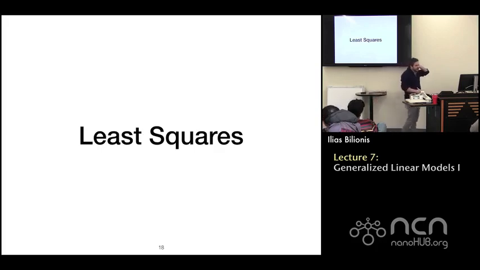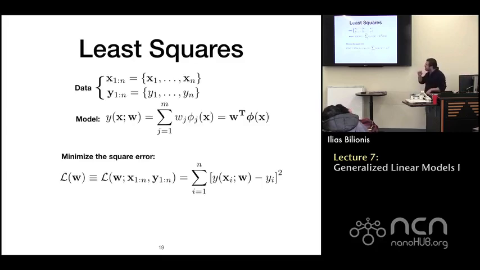All right? So now that we have talked about the generalized linear model and the choice of base functions, let's go to the least squares, which is basically the simplest way to fit a model based on some observations. And it goes like that. We have some data. The data consists of the x's and the y's, instances of x's and corresponding instances of y's. We have our model, which is a generalized linear model, and to fit it, we're going to minimize what is known as the square error.